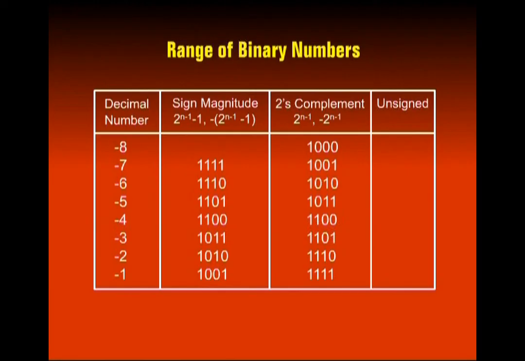The formula to represent negative numbers using signed magnitude is shown. Let's have a look at 2's complement of representing negative decimal numbers. As we had said earlier, negative numbers are represented in their 2's complement form. So negative 1 is 1, 1, 1, 1. Of course, this is in its 2's complement form. Minus 7 is represented as 1, 0, 0, 1. Minus 8 is represented as 1, 0, 0, 0.